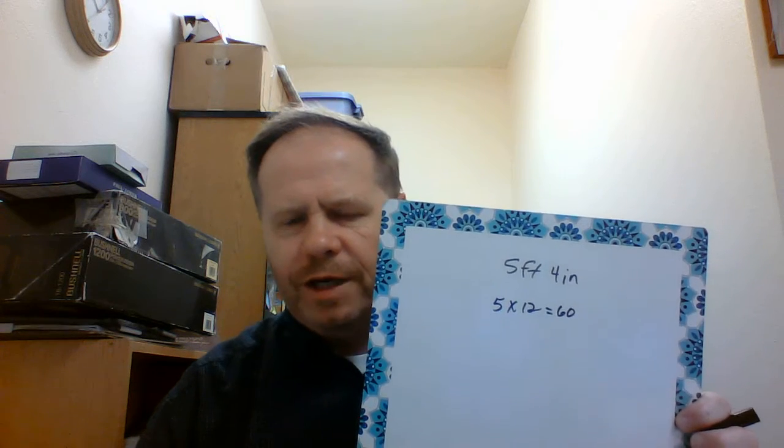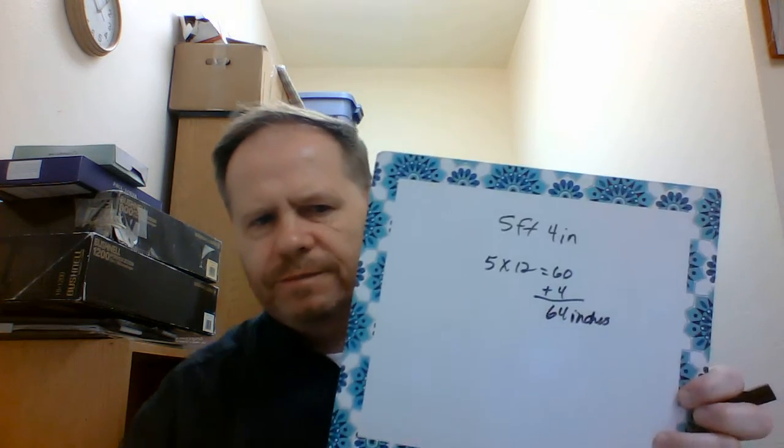Now, be careful, because you've got to not rush through this. You've got to make sure you get every part, and that includes adding the 4 inches that you originally had. So you have 60 plus 4, and it comes out to 64 inches altogether. And so that's what you're trying to do to simplify mixed measures.